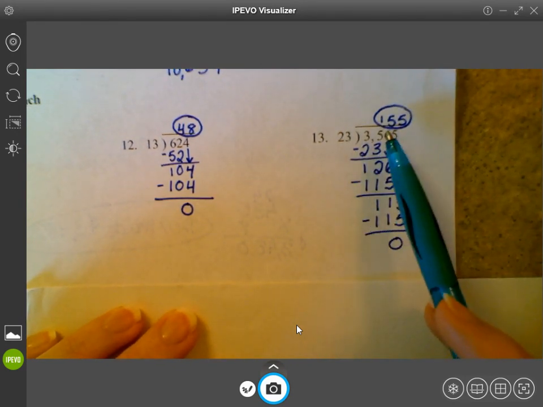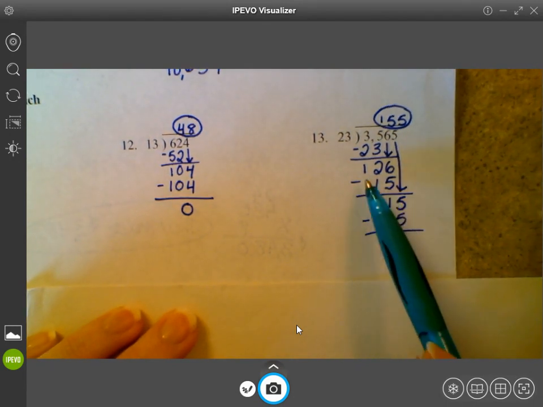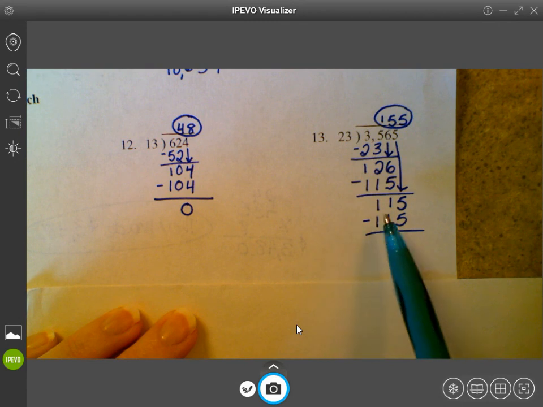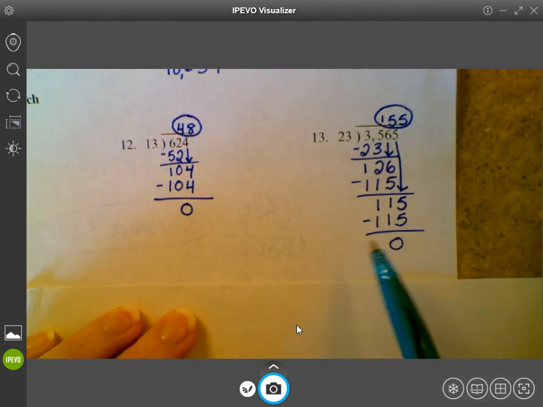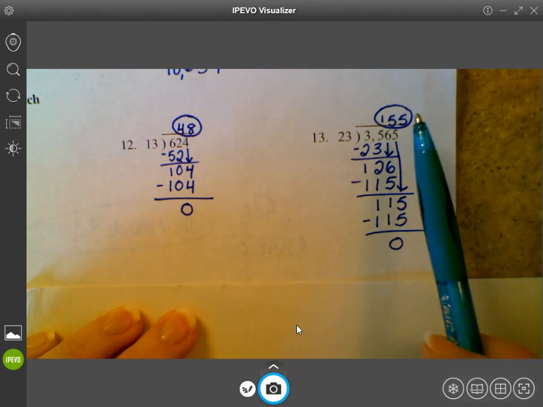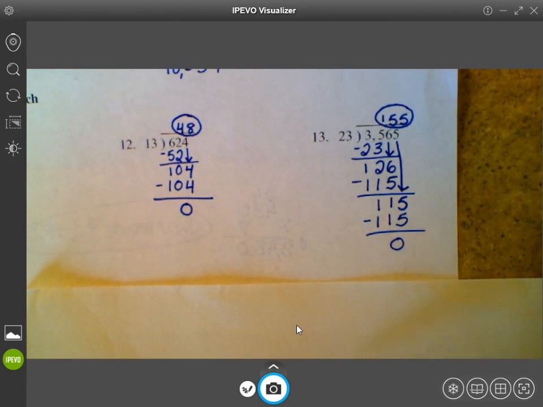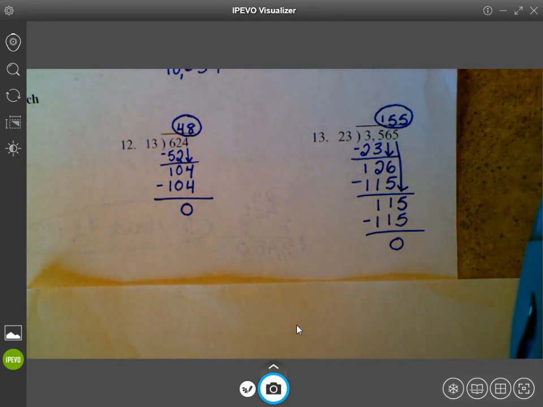And 23 times 5 is 115. So we would subtract 115 from 126. That would get us 11. We'd bring down that 5 for 115. Well, we know 23 goes into 115 5 times equally. So then we would subtract the 115 and end up with 0. So 155 is our final total. Did anyone find a silly mistake on number 13? Anyone find a silly mistake on number 13?